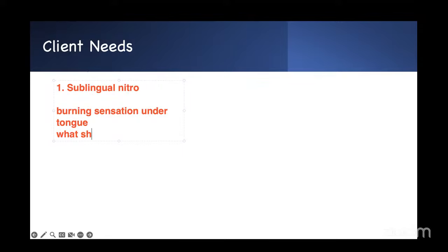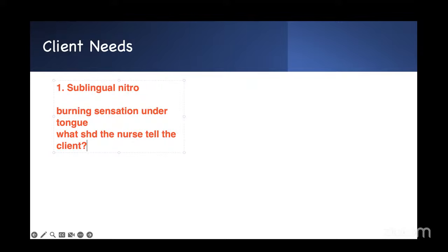The client is on sublingual nitrate. So he's on nitro, right? And he reports a burning sensation under the tongue when using the medication. What should the nurse tell the patient, or the client? Can you identify what kind of question this is?